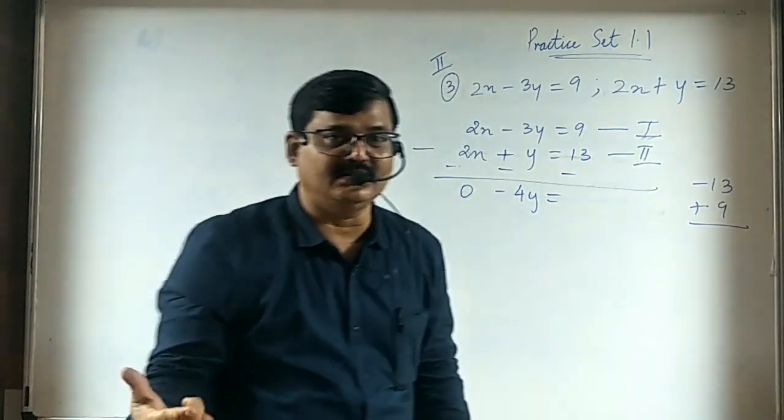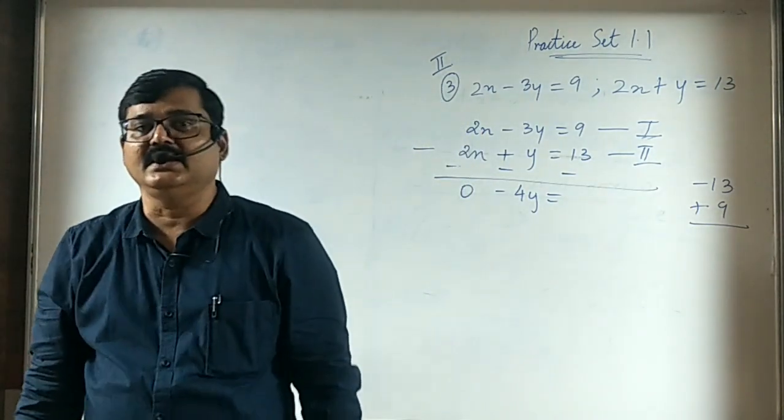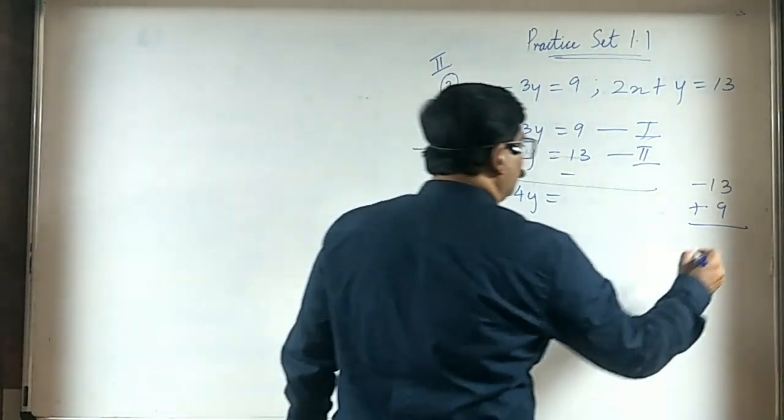One number is plus and one number is minus, so you have to subtract it over here. The 13 is having a minus sign and 9 is having a plus sign. So we have to subtract 13 minus 9. That comes to 4.